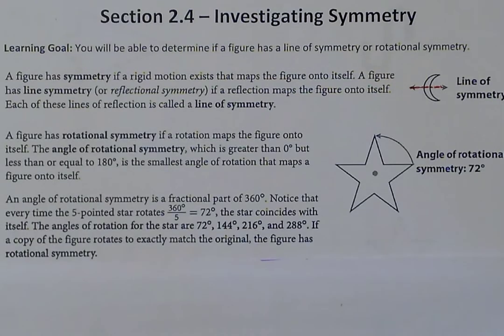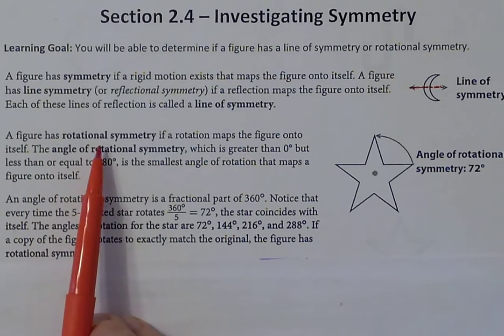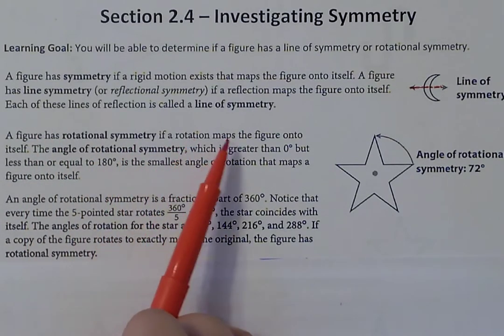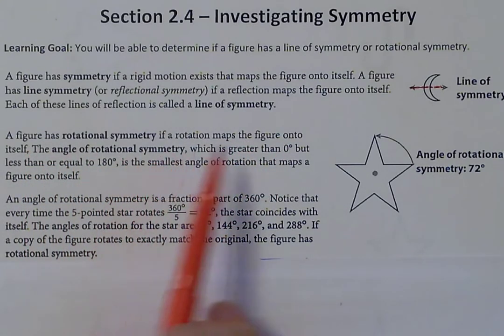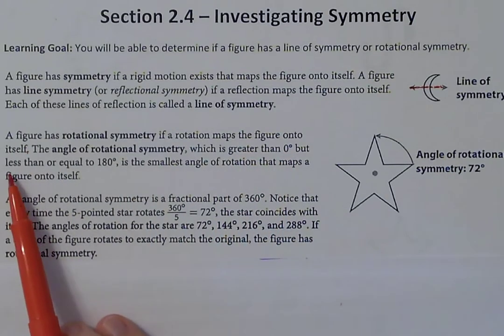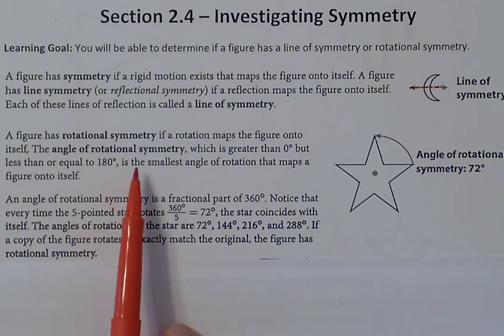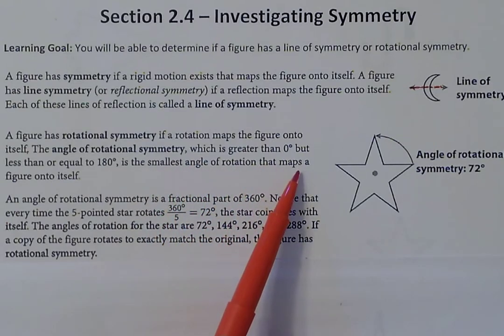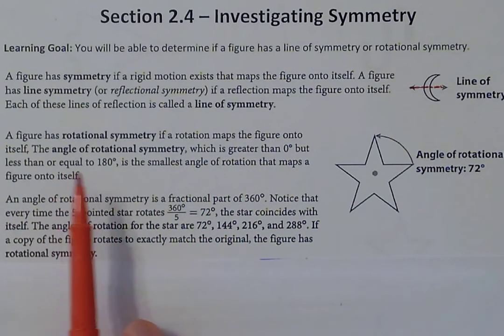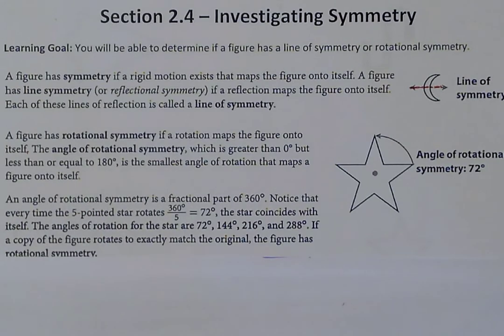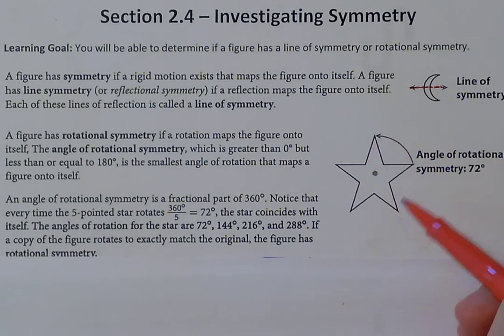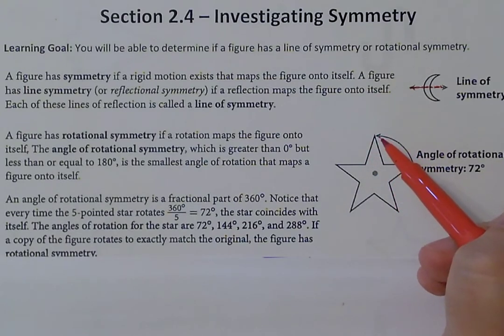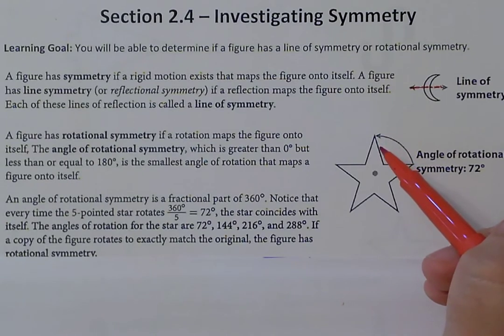All right, rotational symmetry, and that's going to be this whole part right here. A figure has rotational symmetry if a rotation maps the figure onto itself. The angle of rotational symmetry, which is greater than 0, but less than or equal to 180, is the smallest angle of rotation that maps the figure onto itself. So, rotational symmetry means that I can rotate this to the left or to the right, but I could rotate this counterclockwise a certain amount and it would map back onto itself.